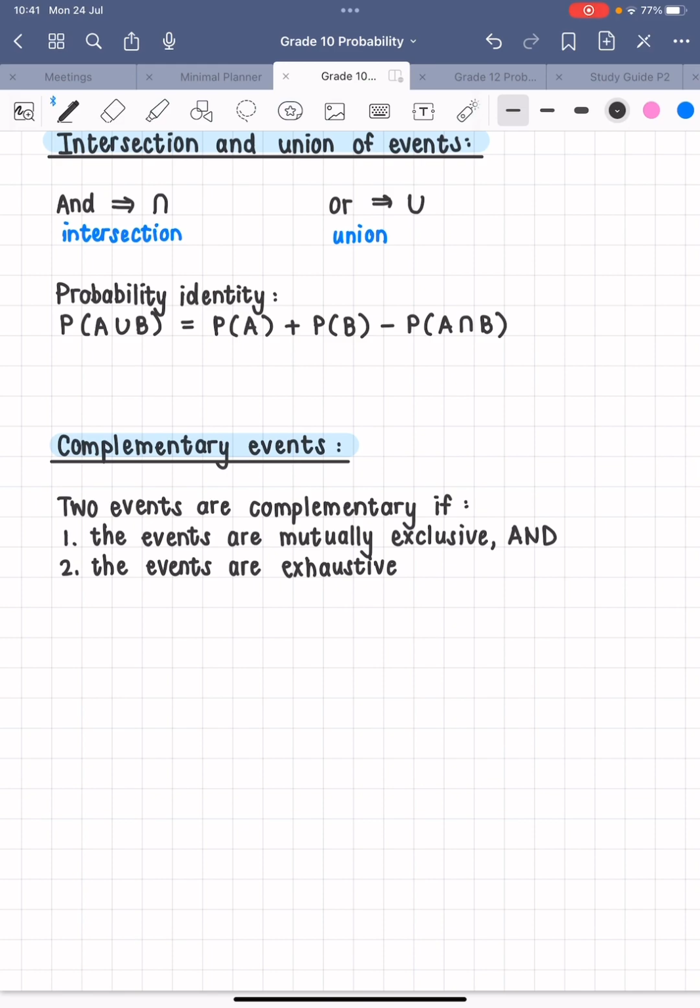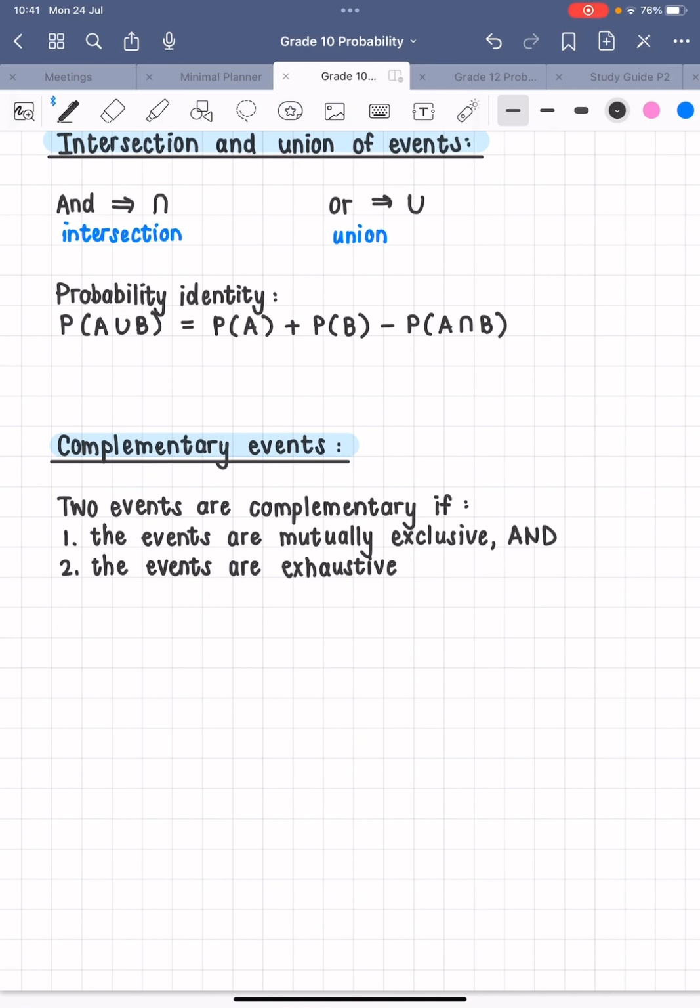So if they're not mutually exclusive, even if they are exhaustive, they're not complementary. Both of those conditions have to be met. That is why I've said "and". It's not an "or". They both have to be met. So they have to be mutually exclusive and exhaustive.